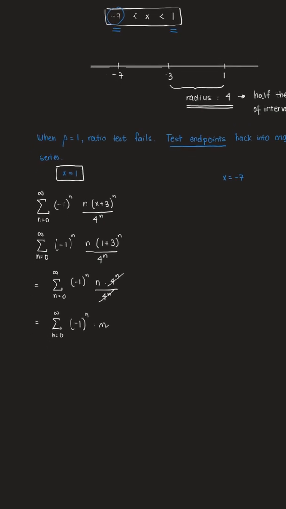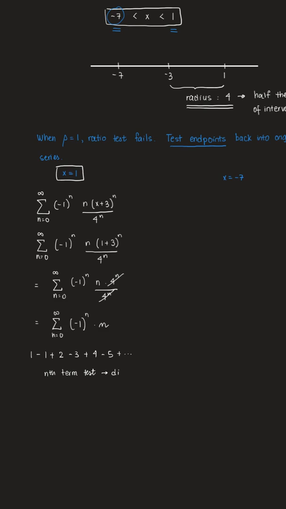Okay, if I write out some of the terms here, this series, when n is 0, we get 0. When n is 1, we get minus 1. When n is 2, we get plus 2, minus 3, plus 4, minus 5, and so on. This is going to fail the alternating series test. So this is really a divergent series, because by the nth term test, the limit is not going to go to 0.